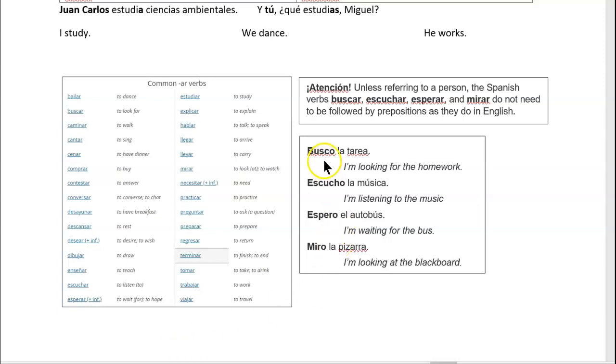So notice that busco la tarea has no "for" in here. It's not busco para la tarea. Escucho la música has no "to" in there. It's not escucho a la música. Espero el autobús. They're just not there. So in these verbs here, we've got to remember that those prepositions are not used.